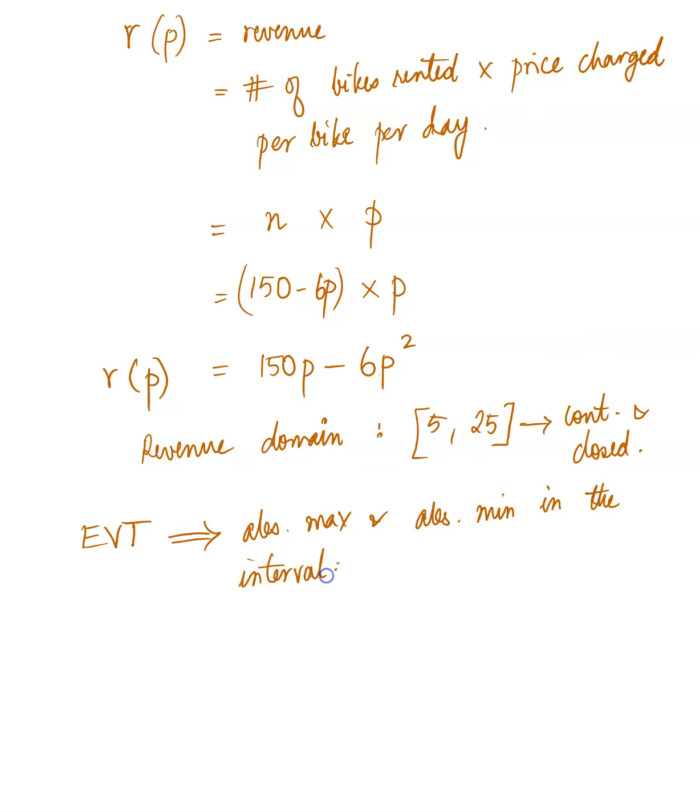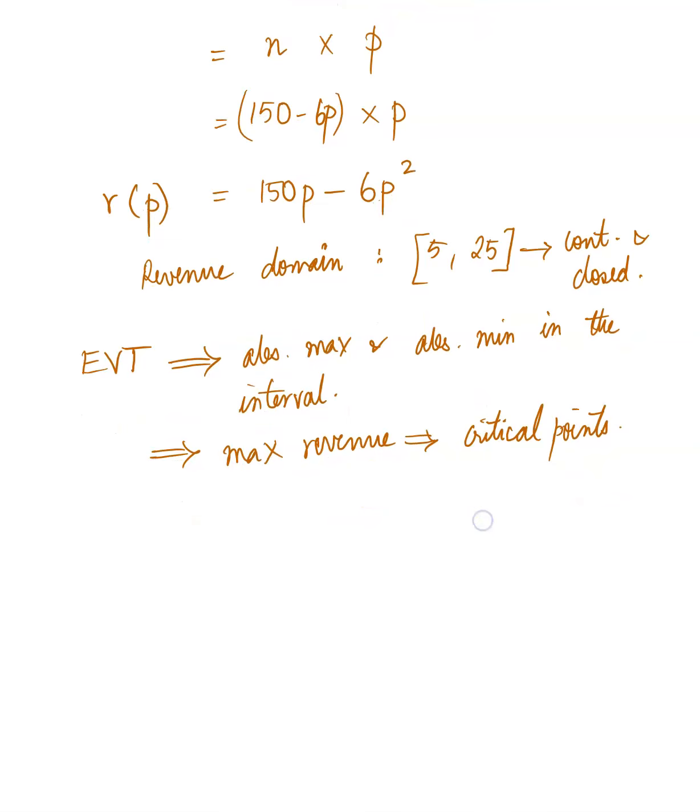So our job is to choose which one we want. We want to find the maximum value, right? Because the maximum revenue is what they want us to find. So maximum revenue implies critical points. Critical points will give us the revenue, and of course we have to check at the endpoints, so we're going to do all that. So R prime of P will be 150 minus 12P, right? And then set that equal to 0, and from this we get P equals 12.5.